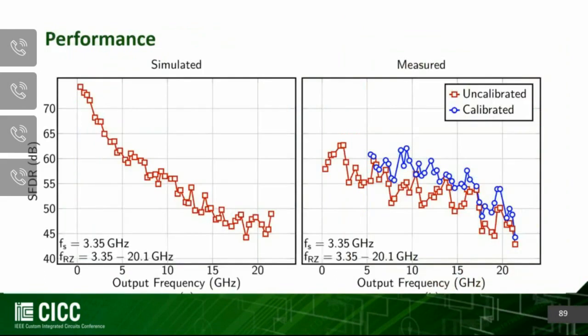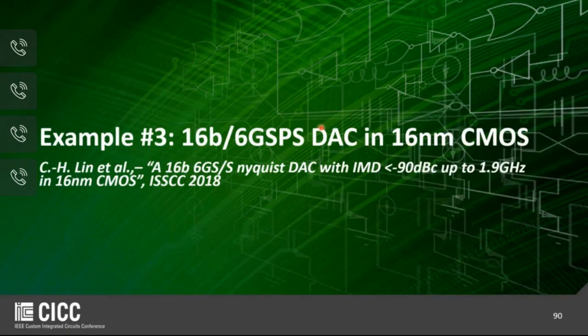And here is a snapshot of the SFDR performance. As you can see, while the linearity of the DAC is expectedly lower than the previous DAC, the output frequency range is much higher. The next example is an even more recent DAC presented by Broadcom 2 years ago. This is a 16-bit, 6 giga sample per second DAC in 16 nanometers.